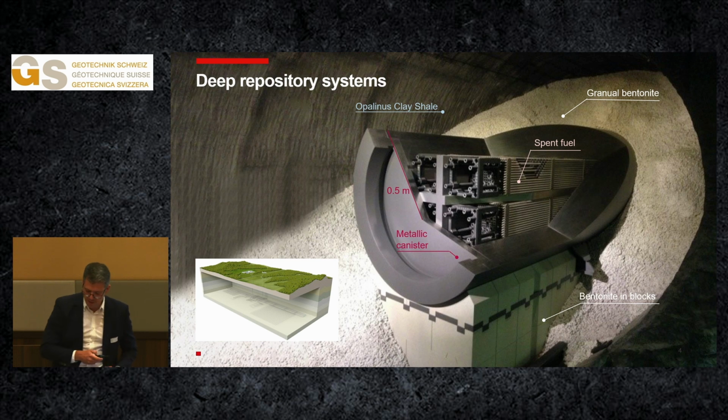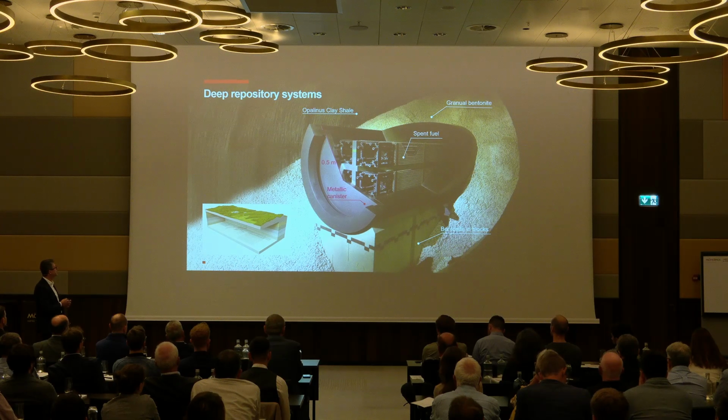This is an outline of a single tunnel for high-level waste. Those of you who will visit Monterrey will have the opportunity to see this model, and I think it's useful here to see some of the dimensions. So this is the metallic canister, more or less 1 meter in diameter, which is hosting the spent fuel.